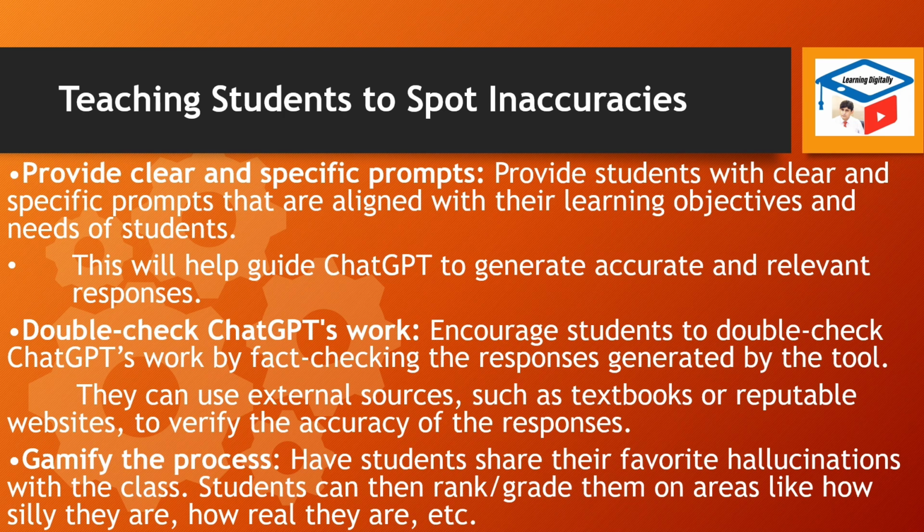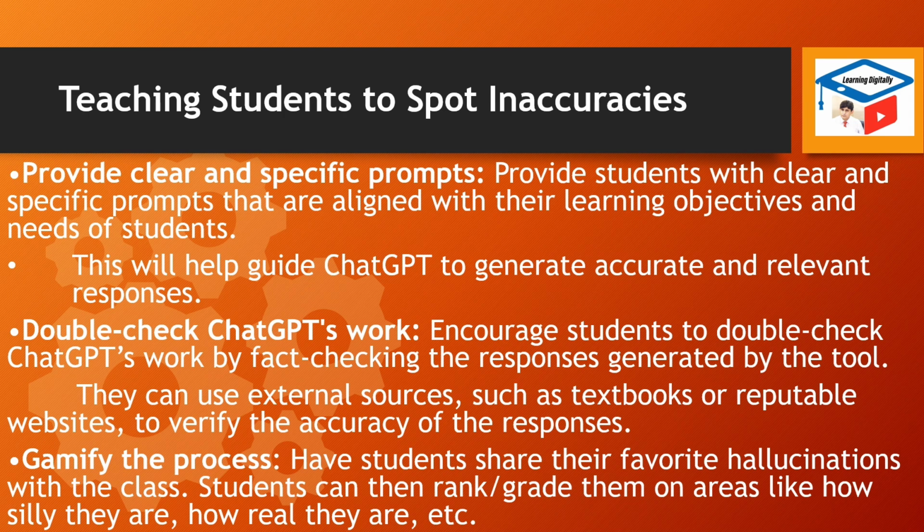Number one, provide clear and specific prompts. Provide students with clear and specific prompts that are aligned with their learning objectives and needs. This will help guide ChatGPT to generate accurate and relevant responses. Number two, double check ChatGPT's work. Encourage students to double check ChatGPT's work by fact checking the response generated by the tool. They can use external sources such as textbooks or reputable websites to verify the accuracy of the responses.